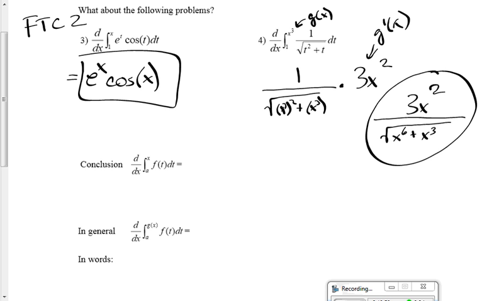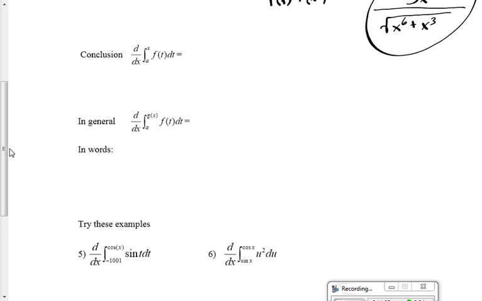All right, so we want you to do this in general. If the upper limit is a single variable, call it x, this is a variable upper limit. The derivative with respect to x of the integral from a to x of f of t dt is f of x. It's not f of t because I have to put in that variable upper limit. It is f of x. Okay.